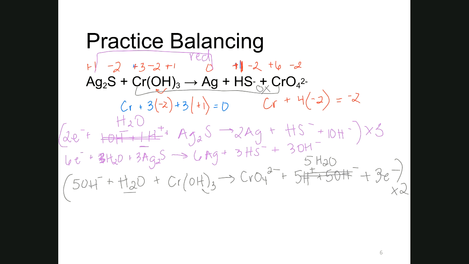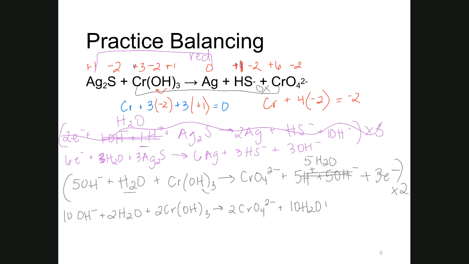For our gray equation, we end up with 10 hydroxide, 2 waters, 2 chromium 3 hydroxides, 2 chromates, 10 waters, and 6 electrons. So these are our new half reactions.